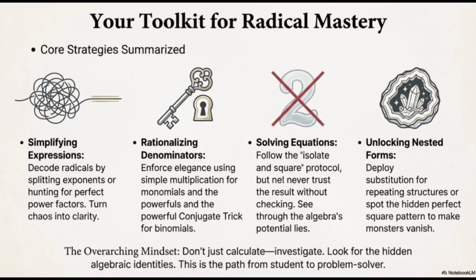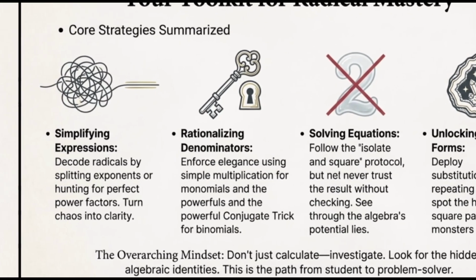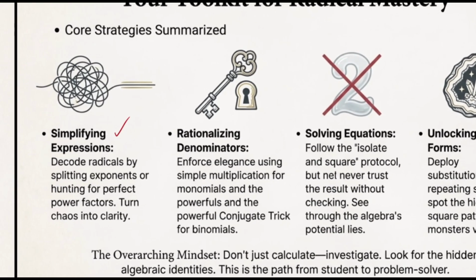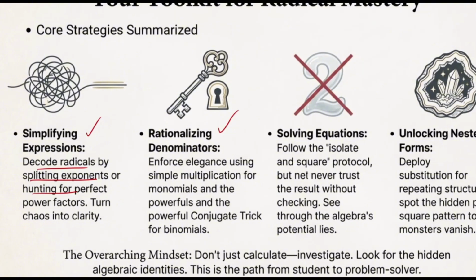So again, let's talk about the toolkit that we use in order to work on our radical mastery and reach from 0 to hero. The very first thing that we just learned was about simplifying expressions. It means that we have to decode the radicals by splitting the exponents or hunting for perfect squares, as we just saw. Then rationalizing denominators. It means that we have to find a way to get rid of the radical in the denominator, because it makes everything complicated.